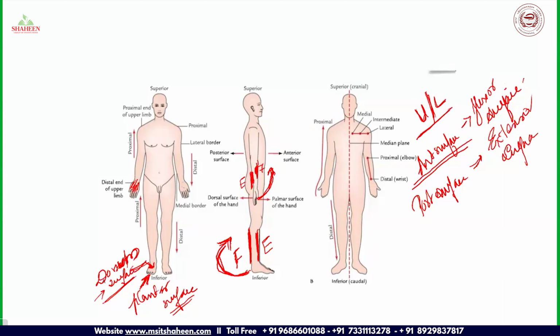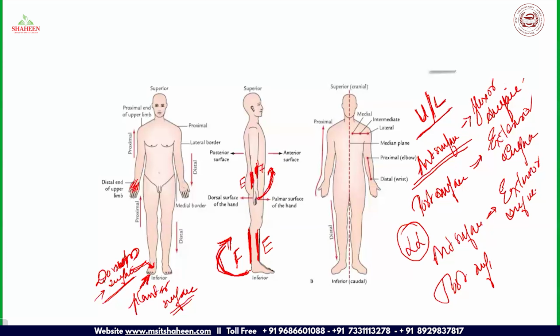All right. Next, in the case of the lower limb, the anterior surface is the extensor surface, and the posterior surface is the flexor surface. That means your calf region and the posterior aspect of your thigh is the flexor surface. The muscles seen at the posterior aspect of your lower limb help to flex your joints. So when you compare the upper limb and lower limb, it is opposite.